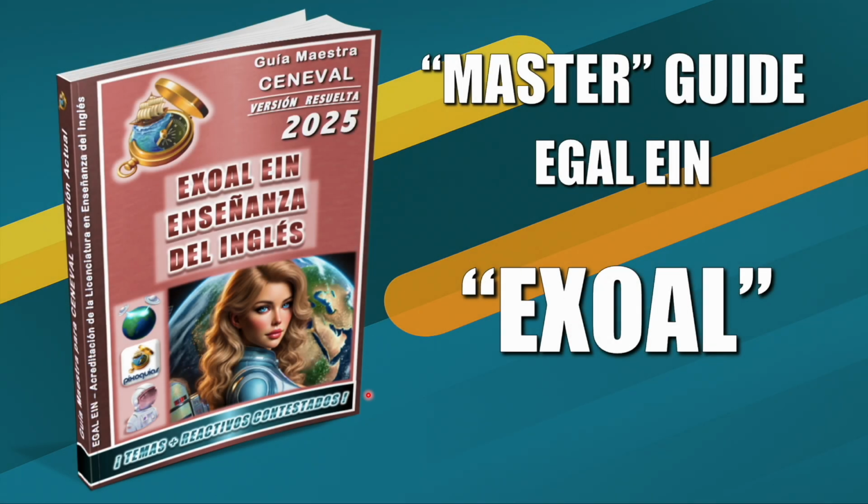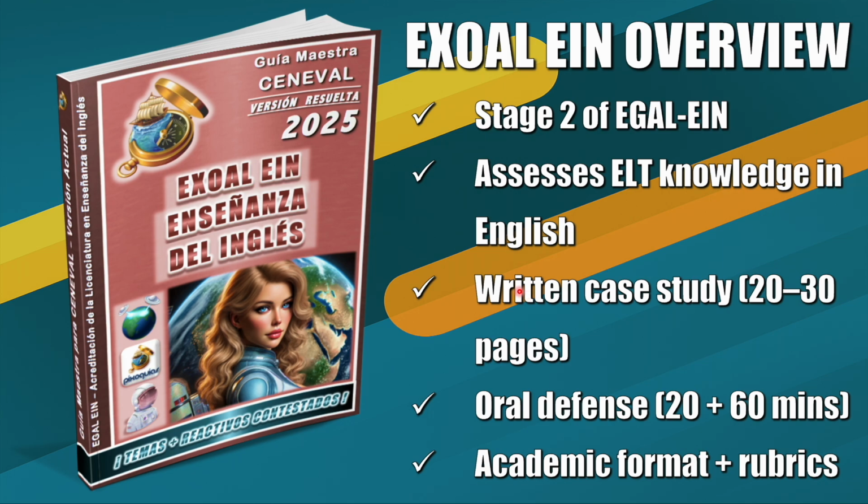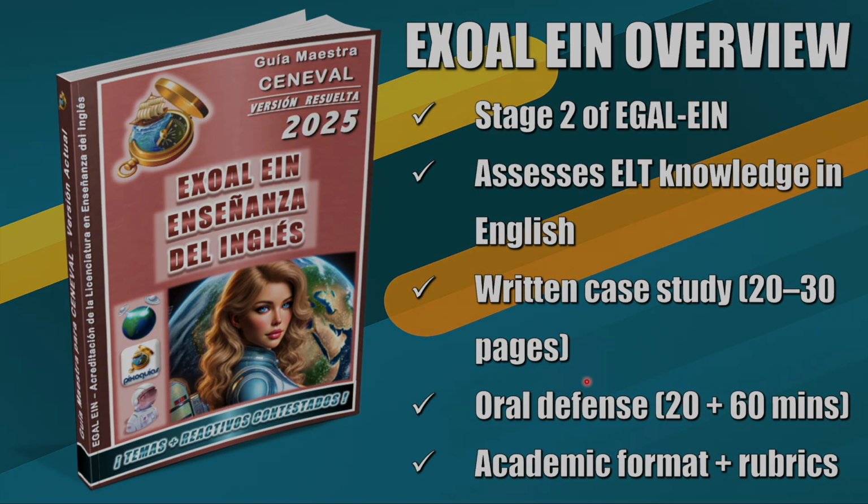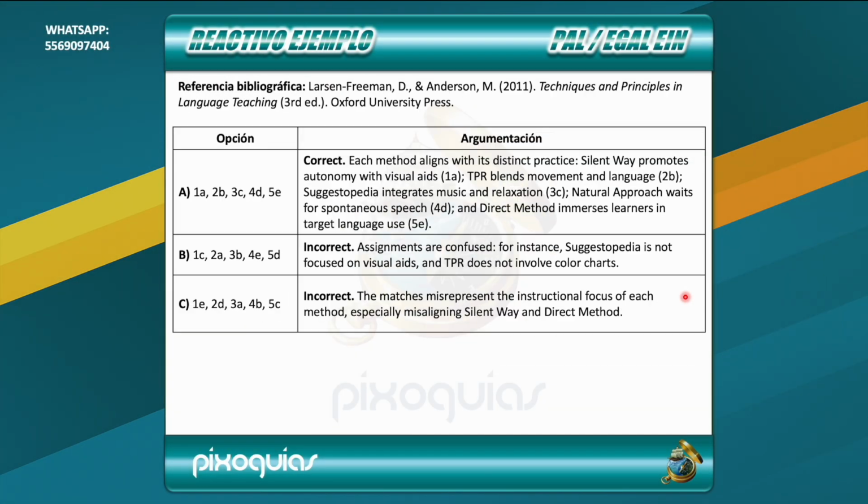As you know, and as Sofiia said before, we include the Master Guide for EGAL EIN Phase EXOAL. This EXOAL EIN overview is the guide for Stage 2 of EGAL EIN, which assesses ELT knowledge in English, the written case study of 20 to 30 pages, and examples of how you need to make the oral defense with some real speeches, 20 plus 60 minutes, and academic format plus rubrics. So this was our last example of exercise.